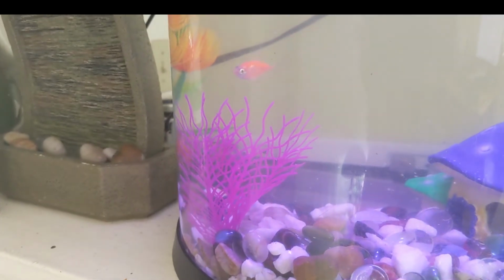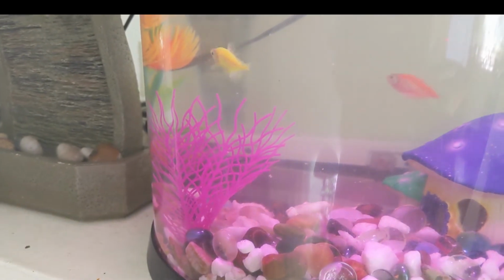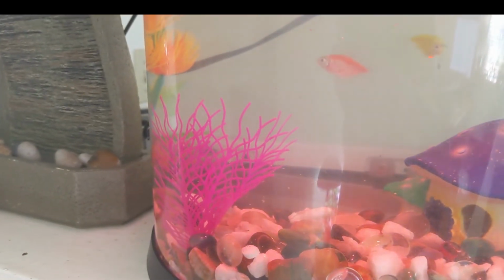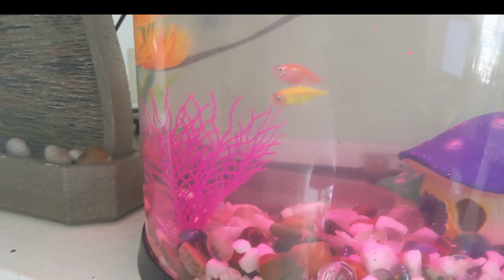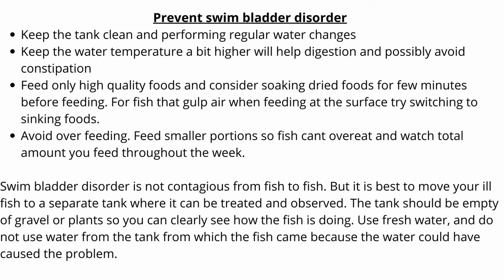How to prevent swim bladder disorder. Keep the tank clean and perform regular water changes. Keeping the water temperature a bit higher will help digestion and possibly avoid constipation. Feed only high-quality foods and consider soaking dried foods for a few minutes before feeding. For fish that gulp air when feeding at the surface, try switching to sinking foods. Avoid overfeeding. Feed smaller portions so fish can't overeat, and watch the total amount you feed throughout the week.